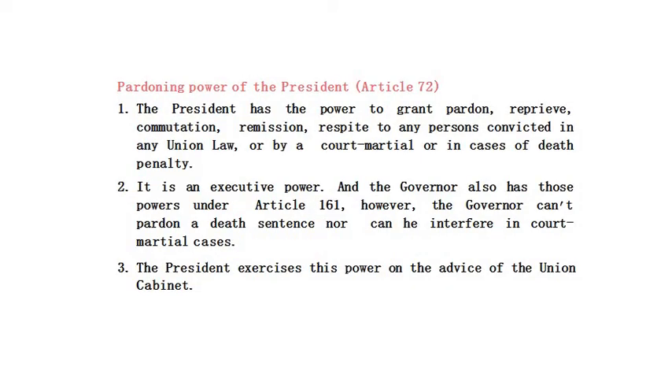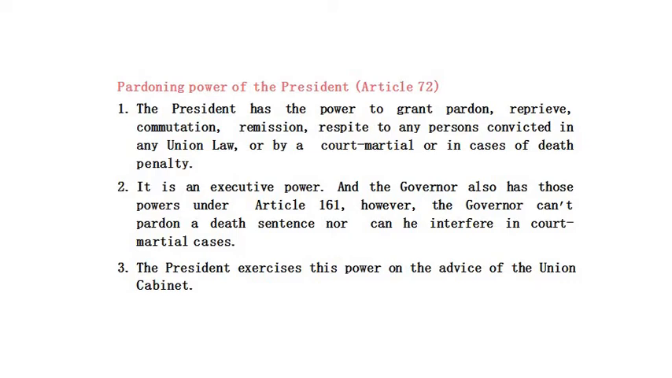Then the pardoning power of the President under Article 72. The President has the power to grant pardon, reprieve, commutation, remission, respite to any person convicted under any union law, or by a court martial, or in case of a death penalty. It is an executive power, and the governor also has those powers under Article 161. However, the governor can't pardon a death sentence, nor can he intervene in court martial cases.